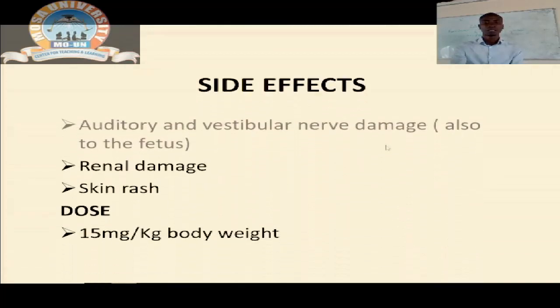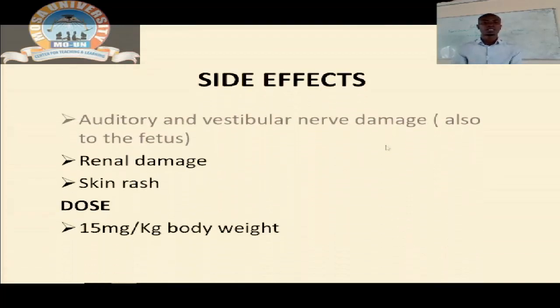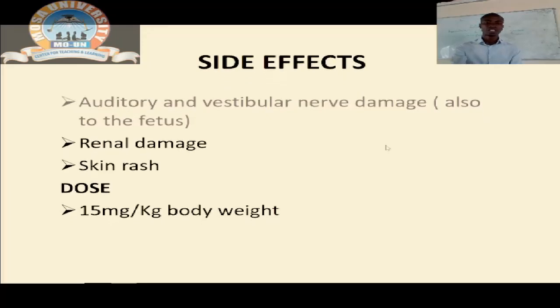Side effect of streptomycin is auditory and vestibular nerve damage. So this drug affects the auditory and the vestibular nerves. It can damage them. And also renal damage and skin rash. The dose of streptomycin is 15 milligrams per kg body weight.